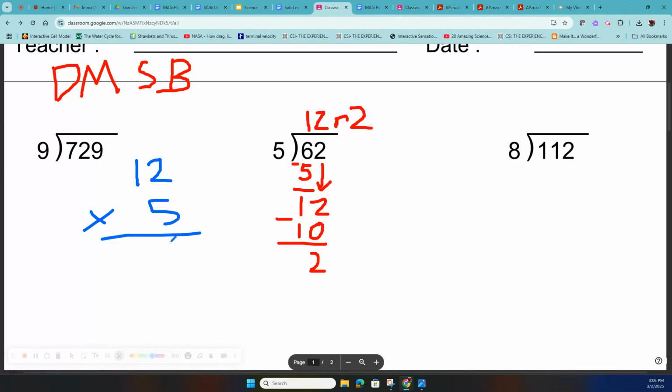5 times 2 is 10, so I carry the 1. 5 times 1 is 5, plus 1 is 6. Okay, so 5 times 12 is 60. Here's what you do with that remainder. You just add it on.